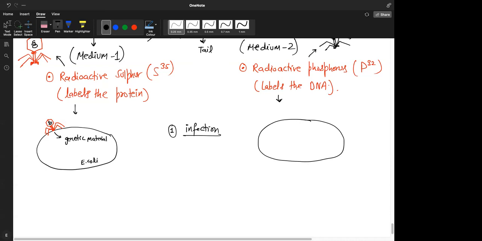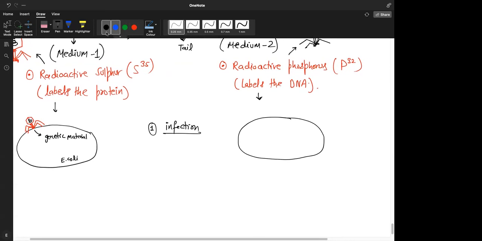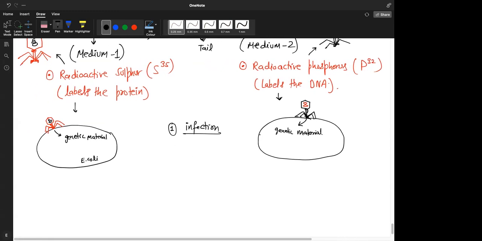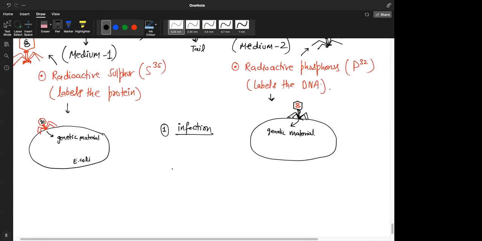So in this case it will look something like this, whereas in this case the bacteriophage will come and sit on the surface. It has a labeled DNA, and this bacteriophage will also send its genetic material inside. This is how they infect the bacterial cell. Is it clear, all of you? The first step?